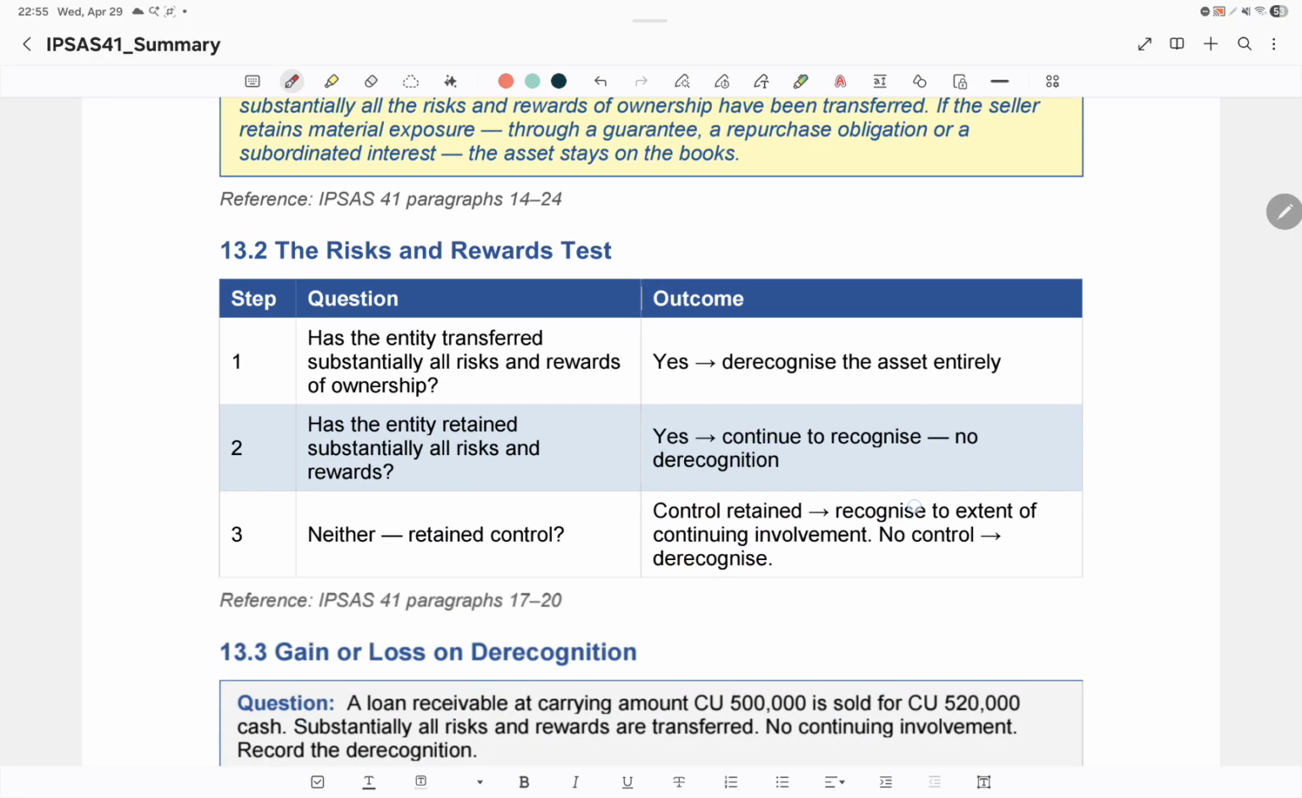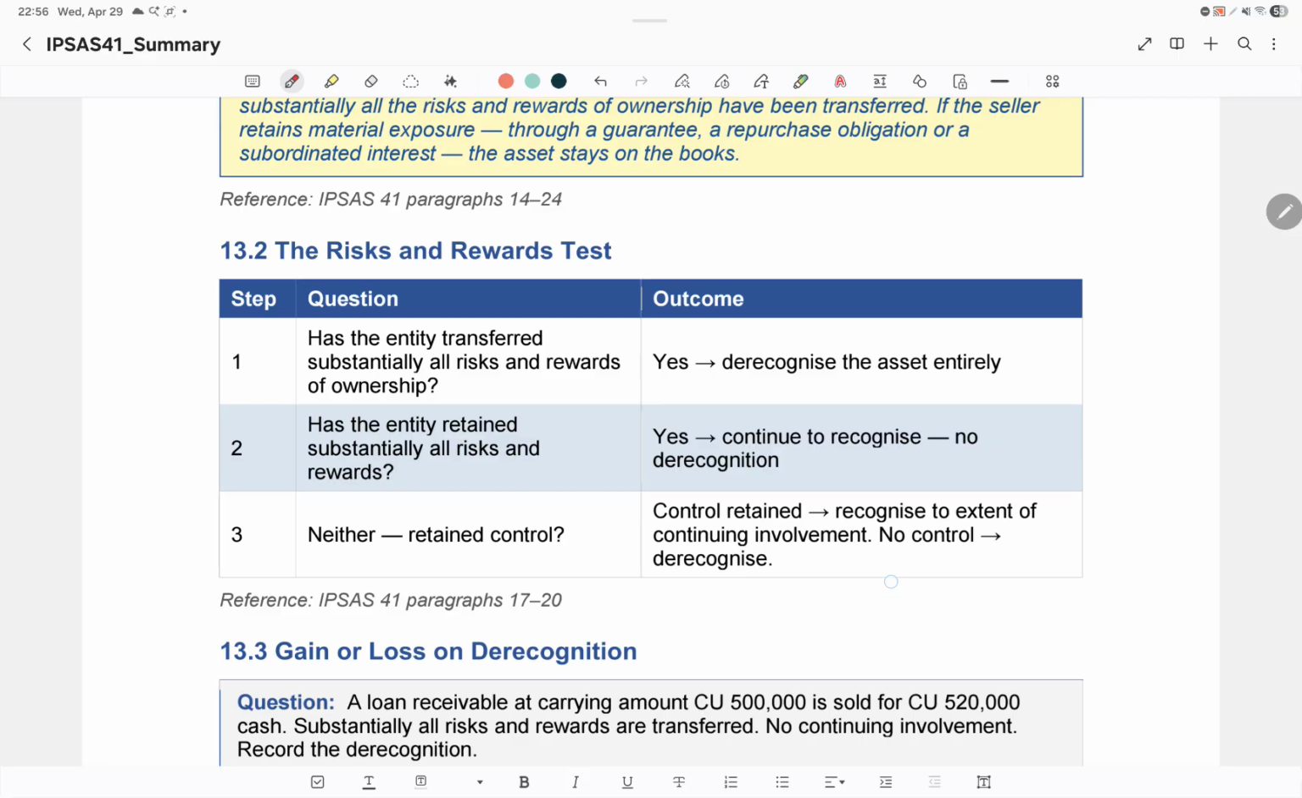How? We look at this. Has the entity transferred substantially all the risks and rewards? If the answer is yes, derecognize. Has the entity retained substantially all the risks and rewards? If the answer is yes, continue to recognize, no derecognition. Neither: retained control or control not retained? If control is retained, recognize to the extent of continuing involvement.